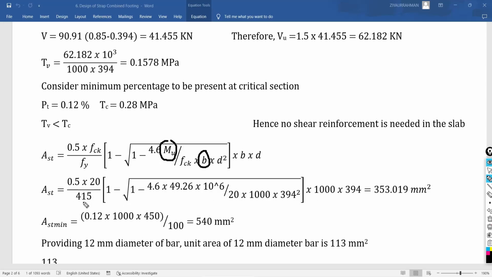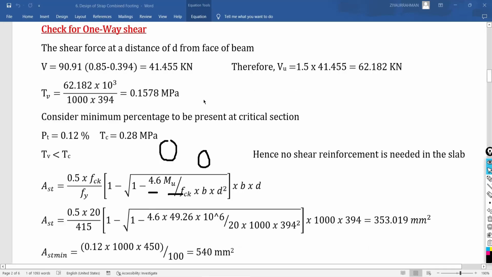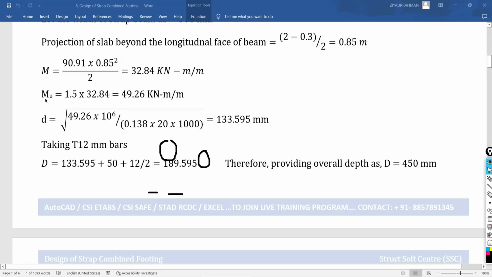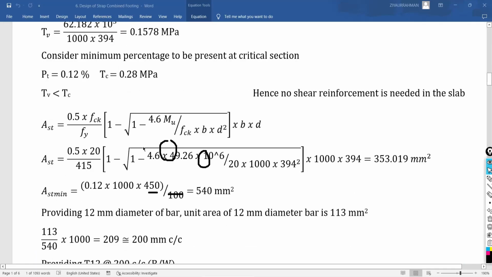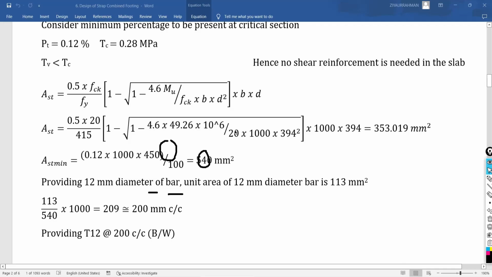0.5, 20, 415, 1 minus square root of 1 minus 4.6, the ultimate moment is 49.26 that we are having. For that we have done the calculation here. Mu ultimate moment is 49.26. So I am going to put here 49.26 into 10 raised to 6 divided by 20, characteristic strain, over a 1 meter width multiplied by 394 square.